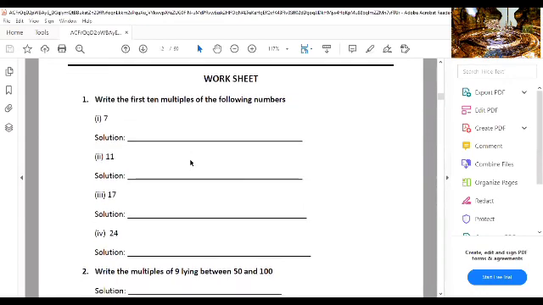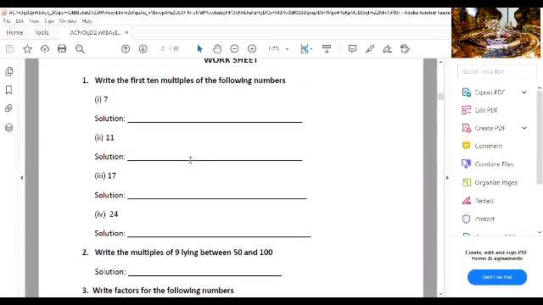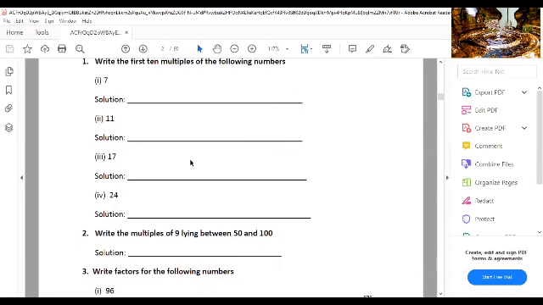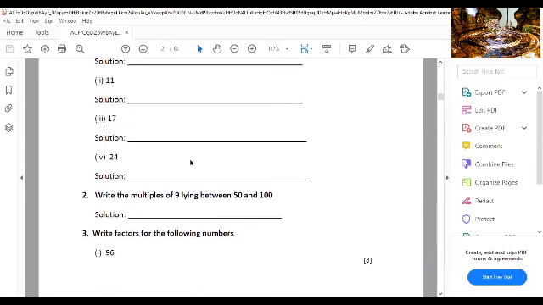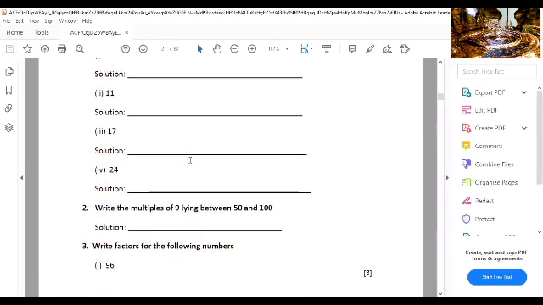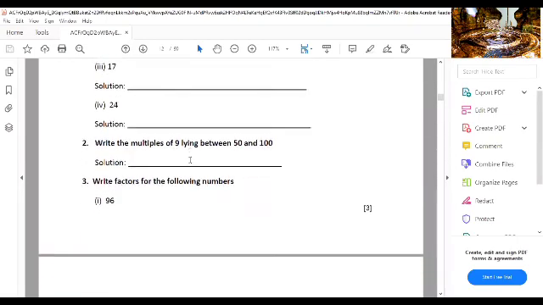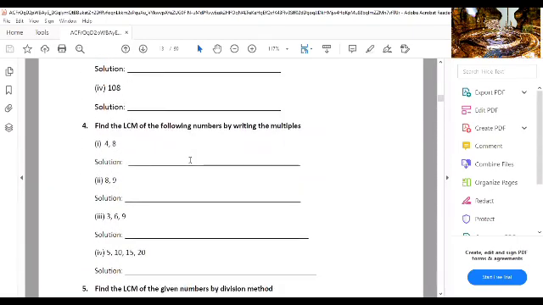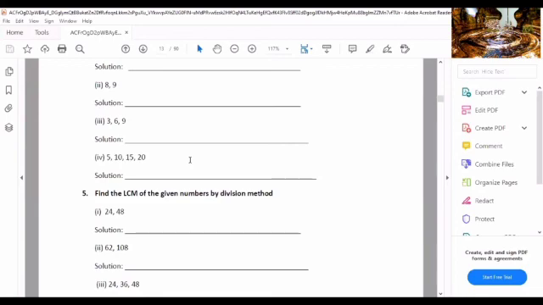Now some homework is there. That is a worksheet. I'm giving screenshots of this homework worksheet. Complete the worksheet and send photos to our group.